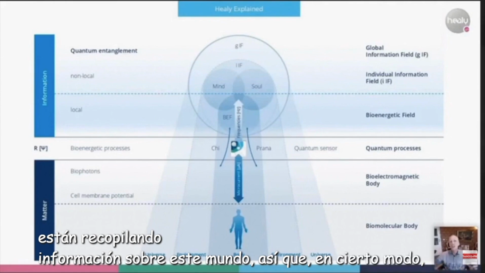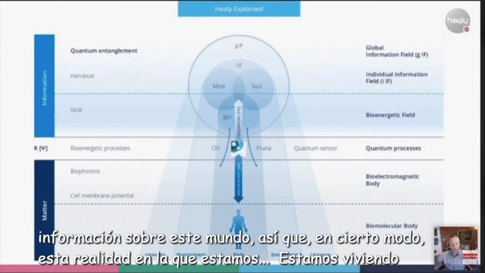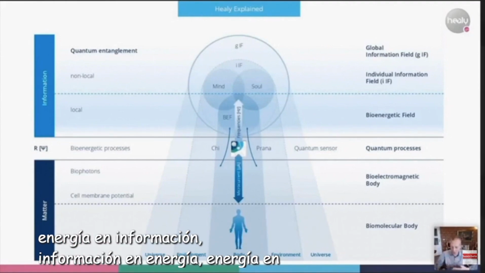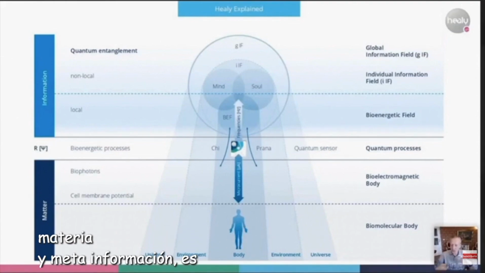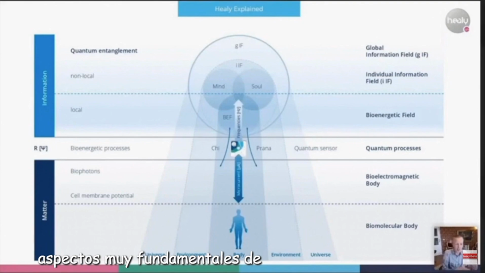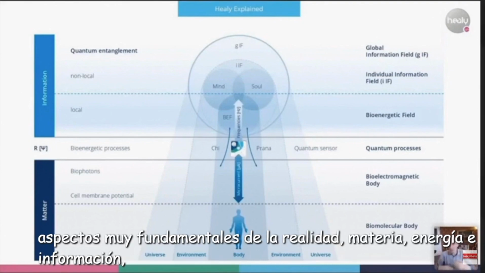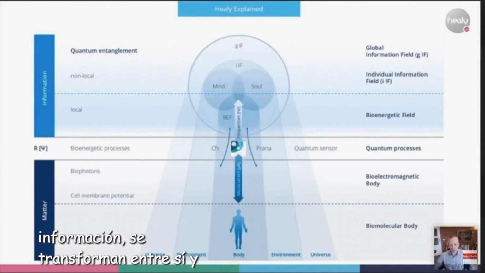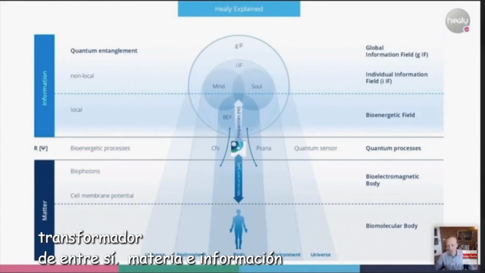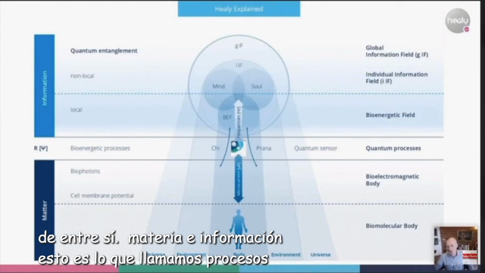So in a way, this reality in which we are living is a constant transformation of energy into information, information into energy, energy into matter, and matter into information. It's a very creative process, where these three very fundamental aspects of reality, matter, energy, and information, are transformed into each other. And the main transformer between matter and information is what we call quantum processes.